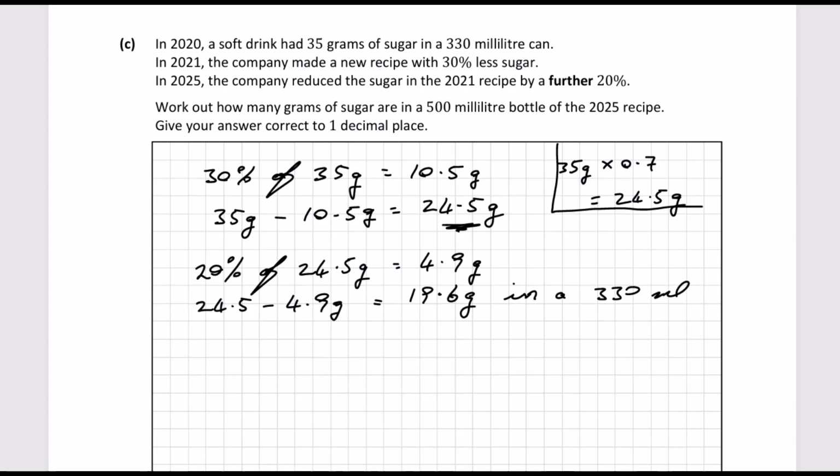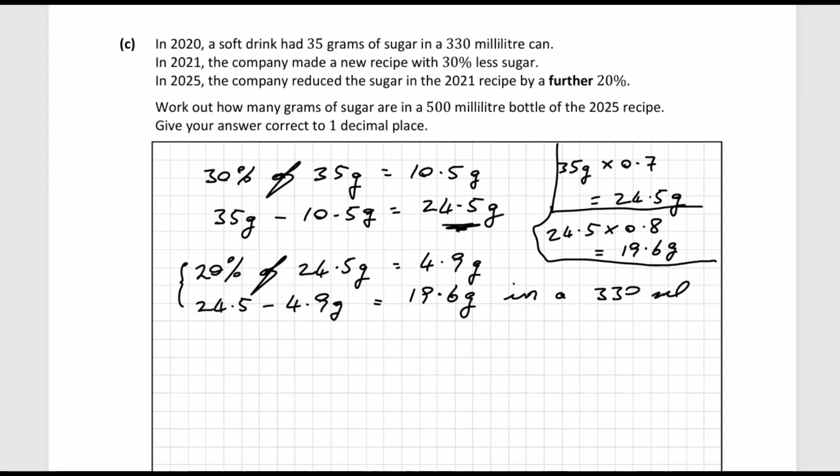By the way, the quicker way of doing these two lines here: you want to reduce something by 20%, so you multiply the 24.5 by 0.8 and you should also get 19.6 grams. So again, just a quicker way of doing that. Okay, so we have 19.6 grams in a 330 ml bottle.